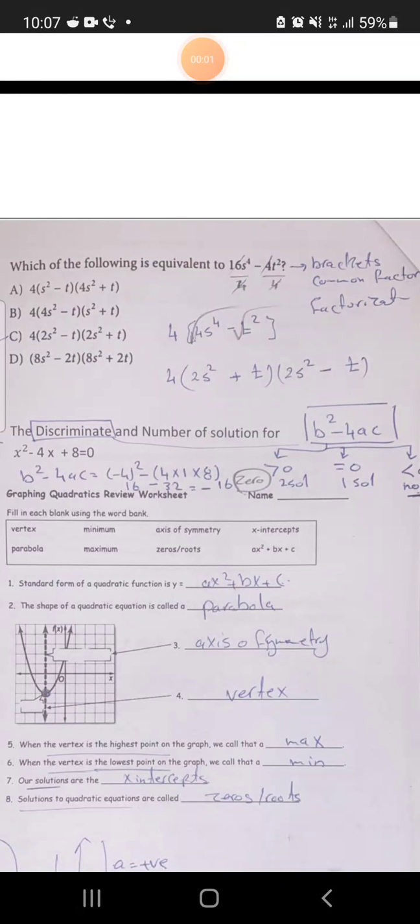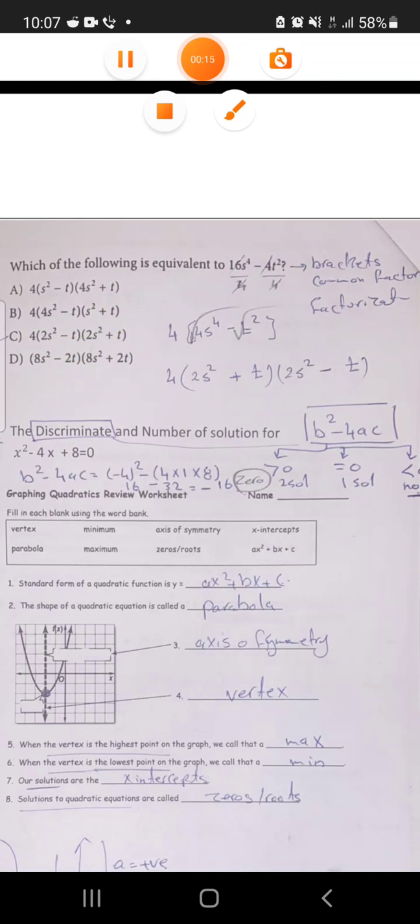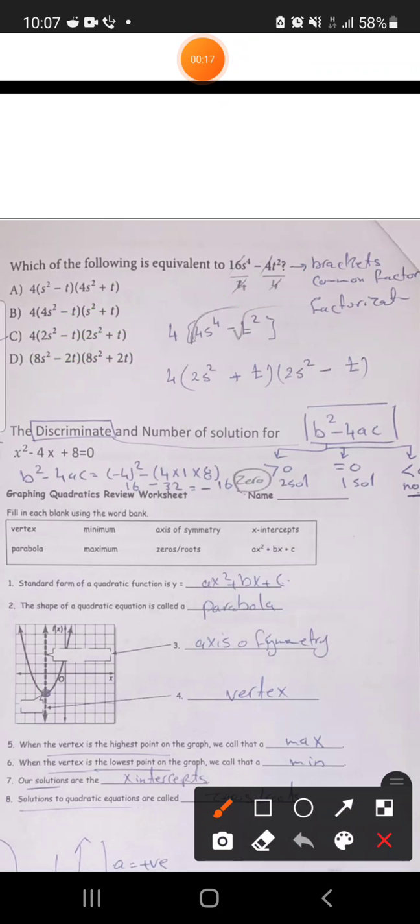Okay, what about this question? Here he wanted to get which of the following is equivalent to this. Okay, we'll check here. It's an expression, and he wanted a factorization bracket, so it's factorization. Amazing. Before factorizing, you will take a common factor as we agreed.